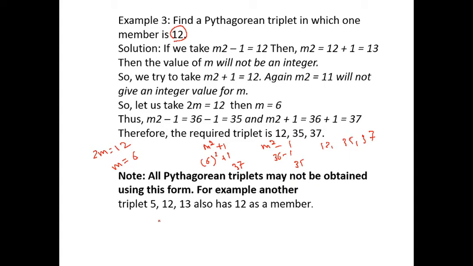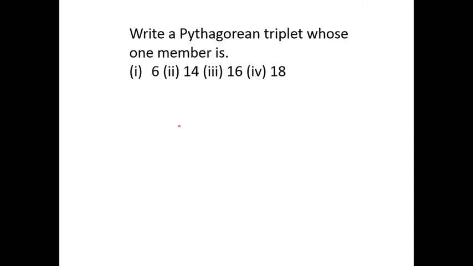One more sum I am explaining now. Find the Pythagoras triplet whose one of the terms is 6. So here 6 is given. So what do I have to write first? 2m is equal to 6. Therefore, m is equal to 6 divided by 2. Therefore, m is equal to 3.